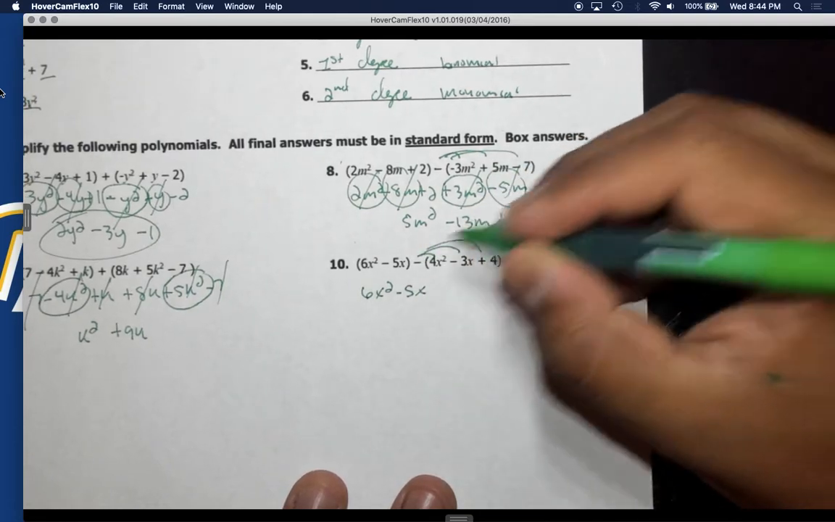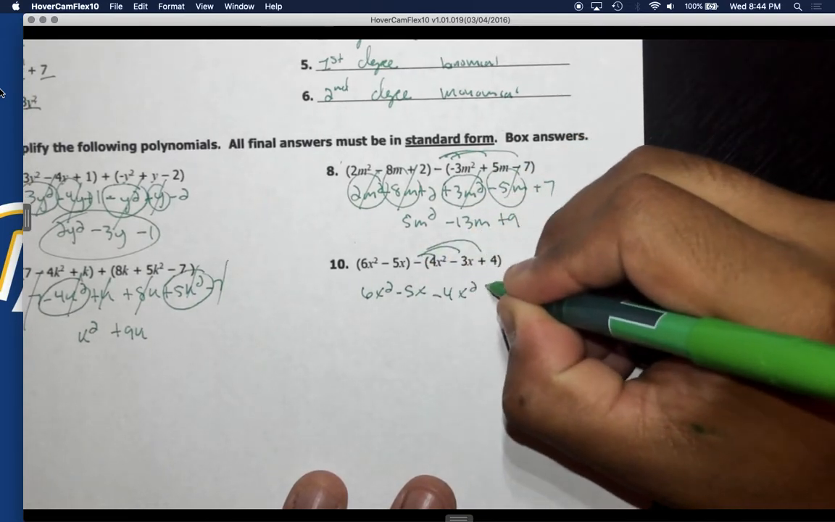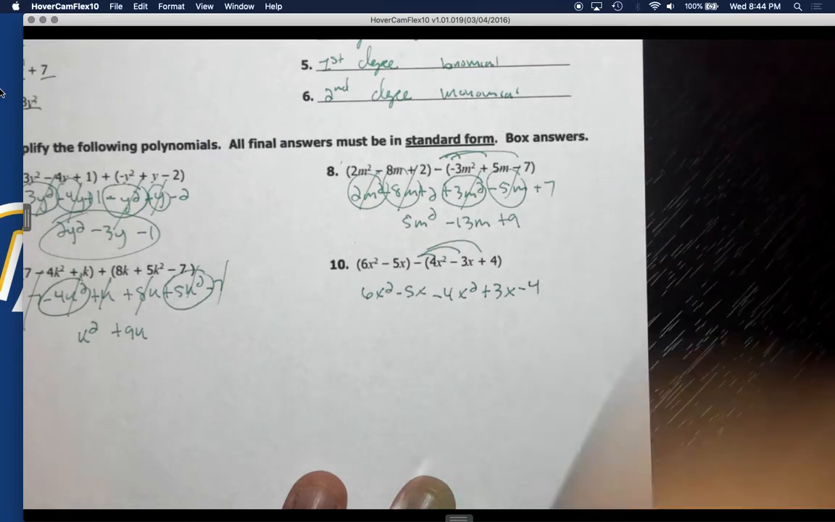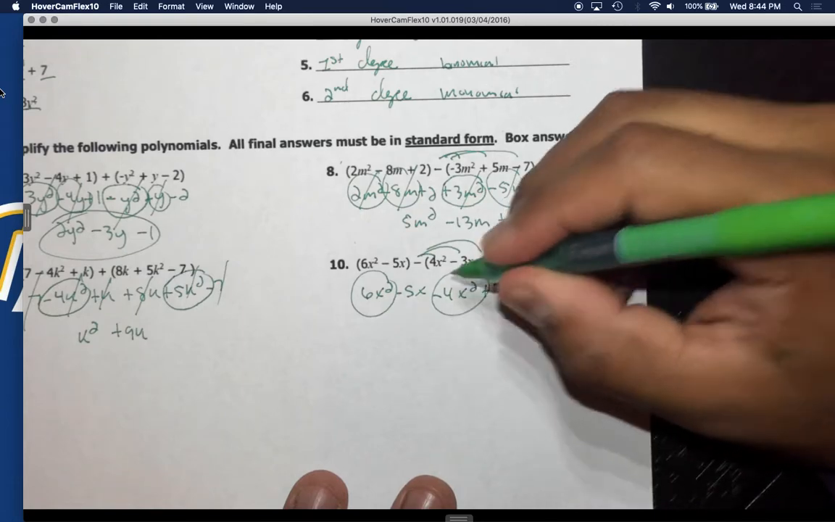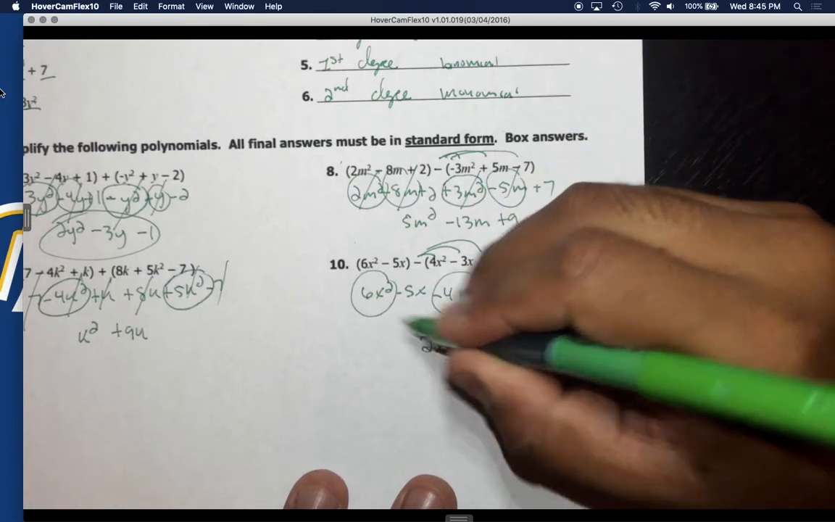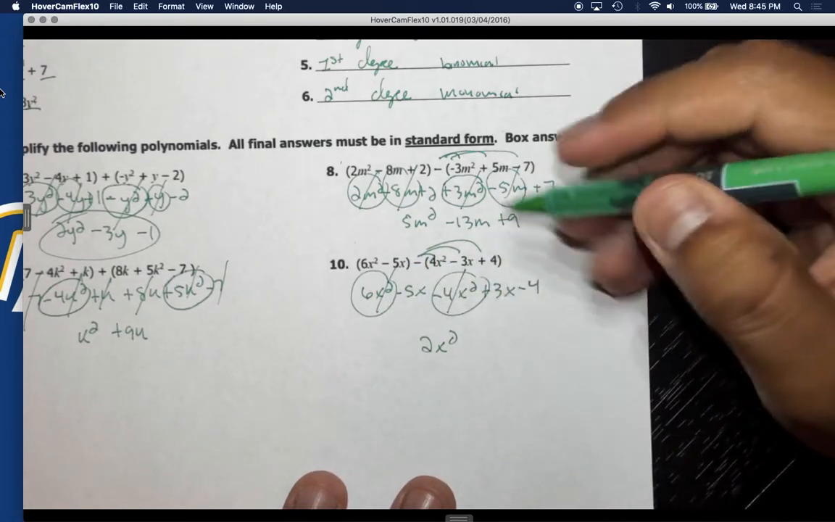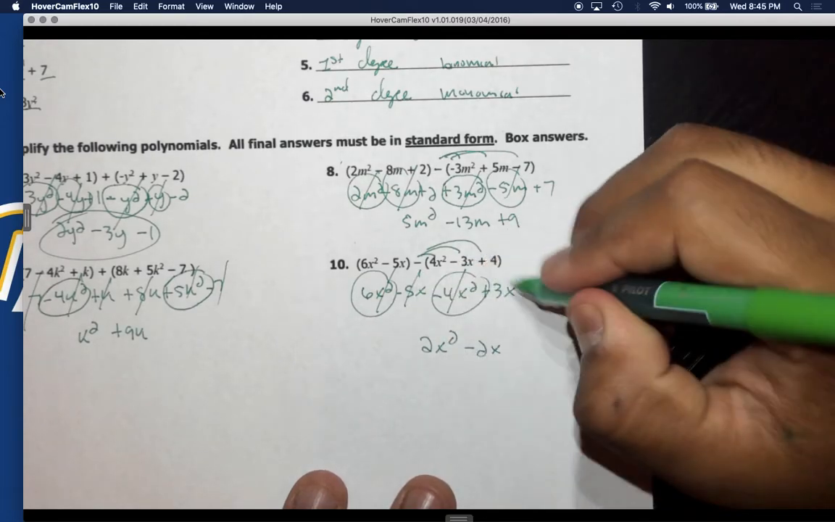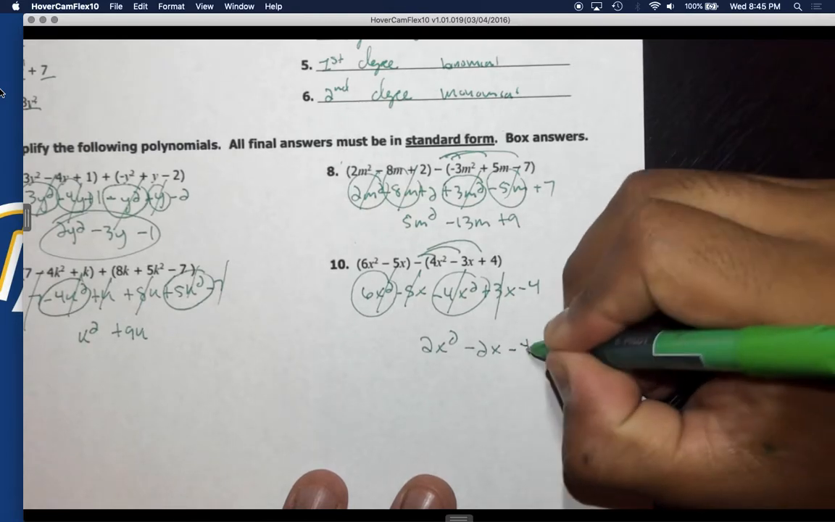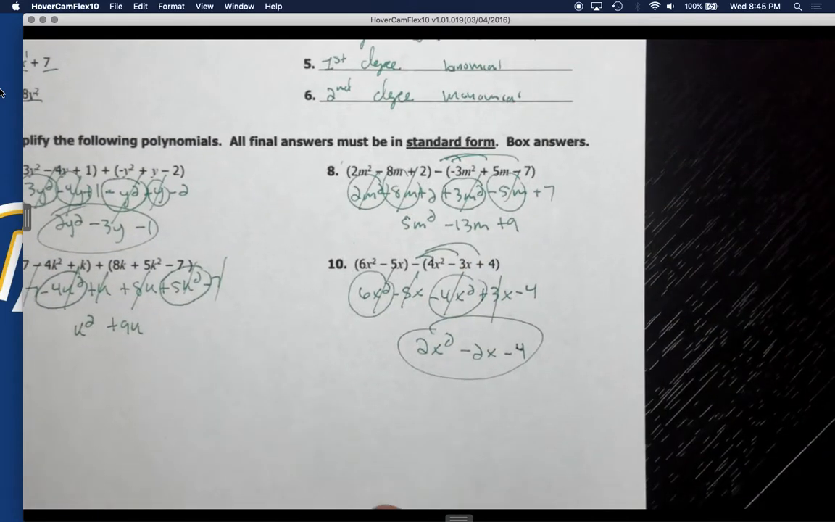Nothing distributed in front of this polynomial, so I'm just going to rewrite it over. You have a negative to distribute there, so you end up with a negative 4x squared plus 3x minus 4. Now it's time to combine like terms. 6x squared minus 4x squared is 2x squared. Negative 5x plus 3x is a negative 2x. And then that negative 4 is nothing to combine, so it just gets written over, and you are done. And that's it.